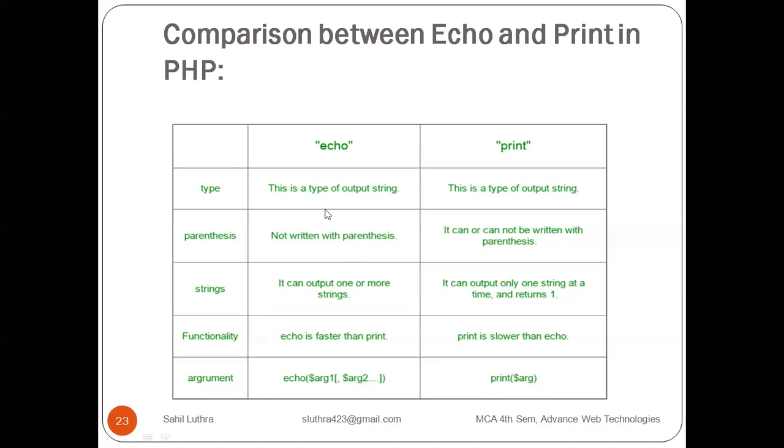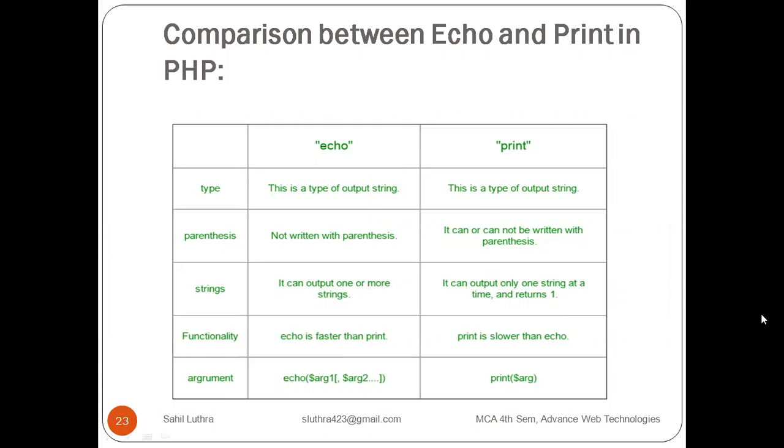First of all, echo and print are both used to output strings. Both are used to display something on the screen. In echo, we do not need to use parentheses, but in print, we need to use parentheses. Echo can output one or more strings. Print can output only one string at a time and returns one.